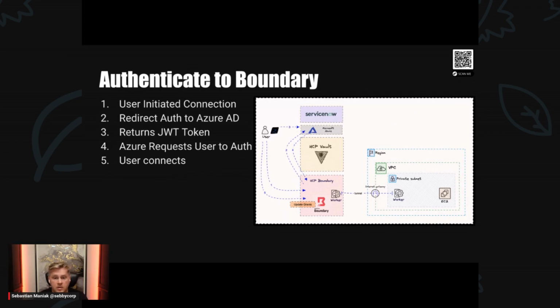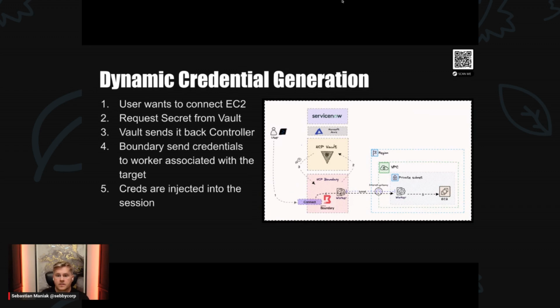They're going to try to connect to Azure AD, so they're going to initiate that connection. They're going to redirect the auth to Azure AD, which is going to return that JWT token, and Azure requests the user to authenticate, and the user connects. Once that user connects to that specific device, for example, in the demo I'm going to show, we're going to connect to this EC2 instance. And inside of Boundary, we select, hey, I'm going to connect to this device.